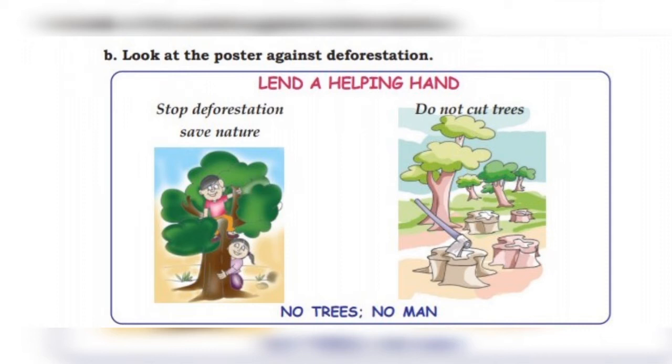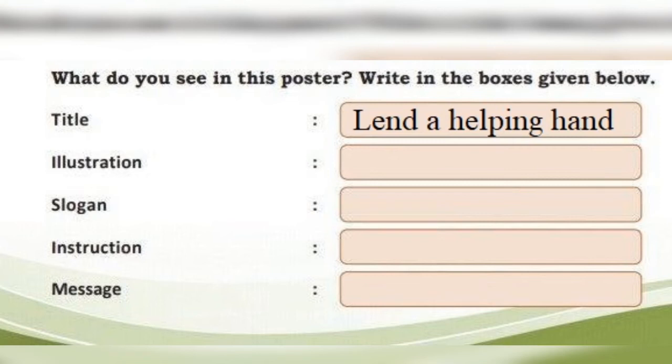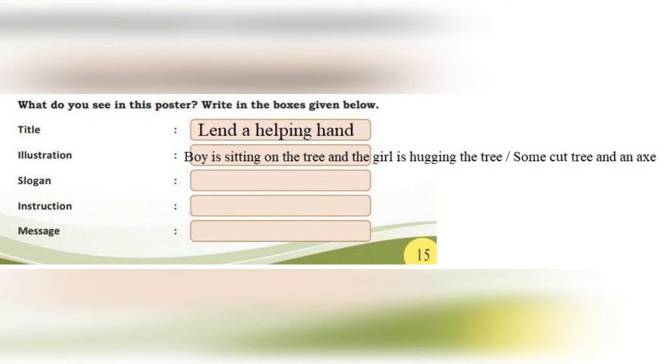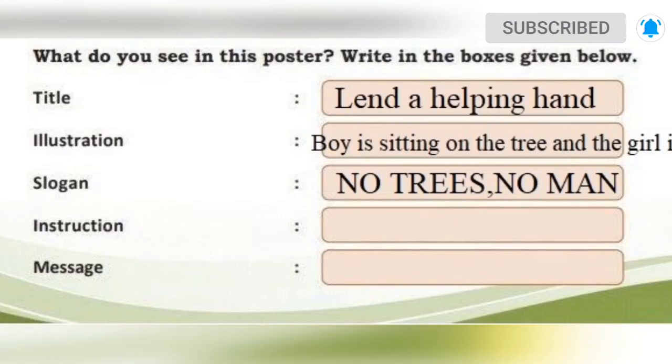What is the title of this picture? Lend a helping hand. Illustration, we can see an illustration here, right? Here the boy is sitting on the tree and the girl is hugging the tree. In the second picture we can see there are some cut trees and an axe also is there. Slogan, what is the slogan of this? What is the slogan of this poster? It is no trees, no man.